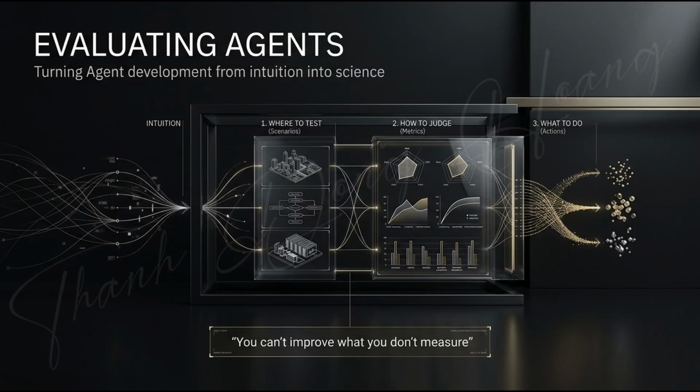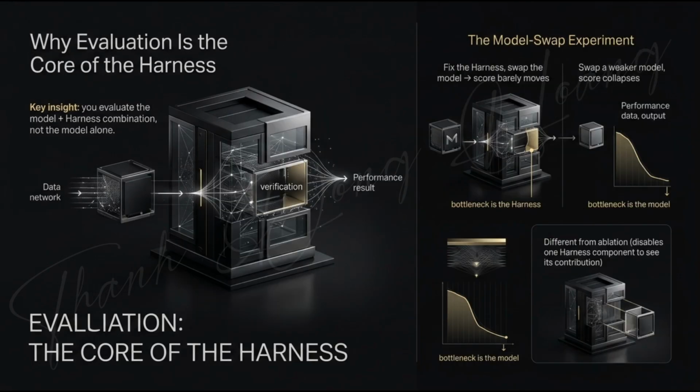Building an agent means making dozens of design decisions with no obvious right answer. Which model to use, which tools to expose, how memory should work, what guardrails to add. This is about how to stop guessing and start measuring. We'll build a complete evaluation system across 3 levels: where to test, how to judge, and what to do with the results once you have them.